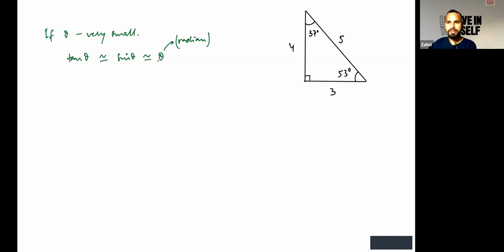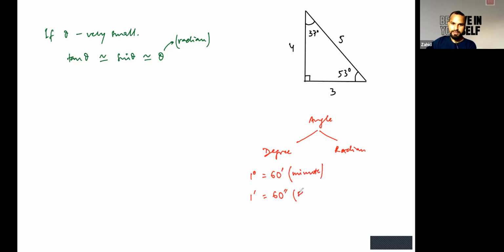So how to convert degree measurement into radian measurement? I have defined this in this part. I'm explaining once again. If you have an angle, we can measure it by two different units. First is degree measurement and second is radian measurement. For degree measurement, we have subdivisions: 1 degree equals 60 minutes. Similarly, 1 minute equals 60 seconds. So this is minute, and this is second.